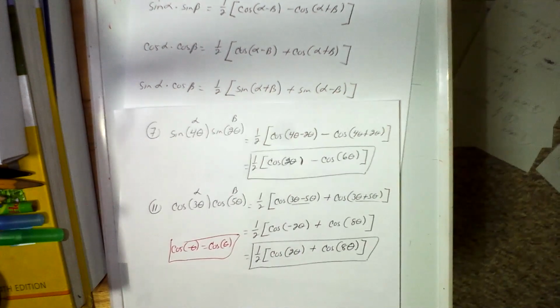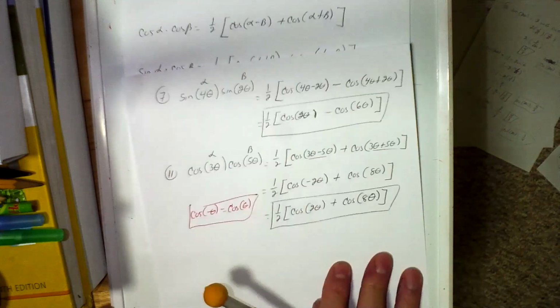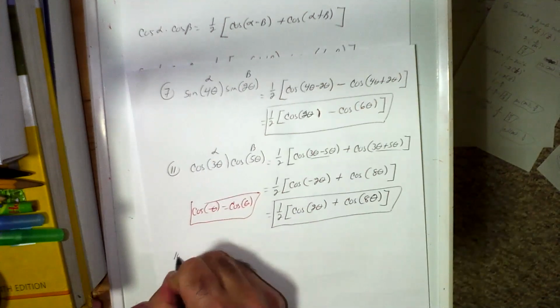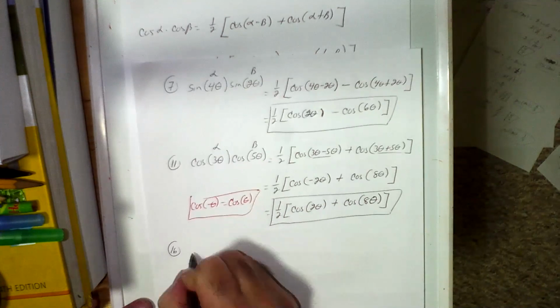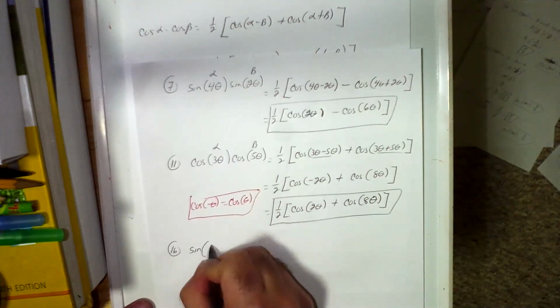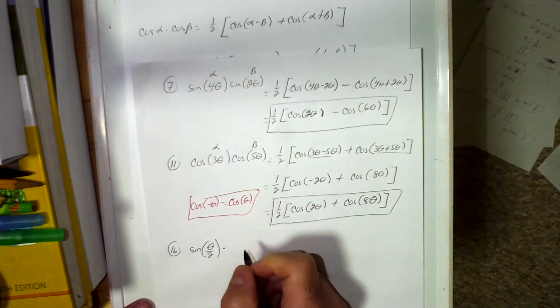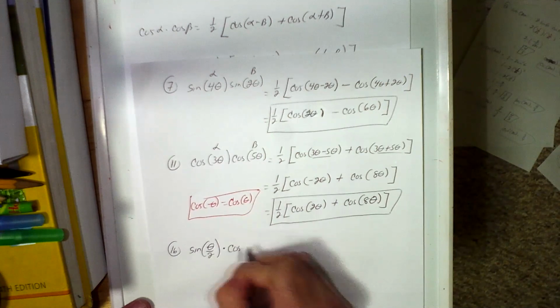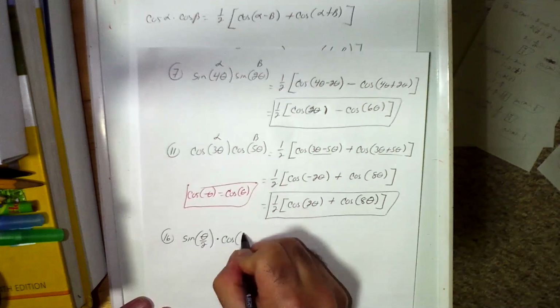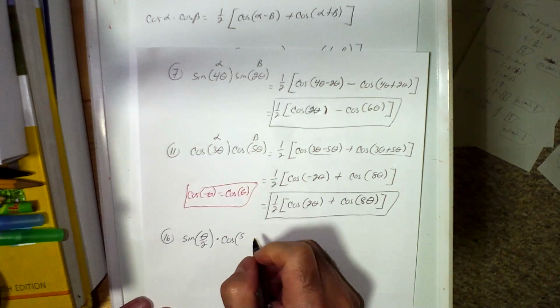That's it. The end. Okay. Now let's do one where we have fractions. So let's do, we can do number 15 or 16. Yeah, it's probably 16. 16 looks harder. Let's do 16. So we have sine theta over 2 times cosine 5 theta over 2.